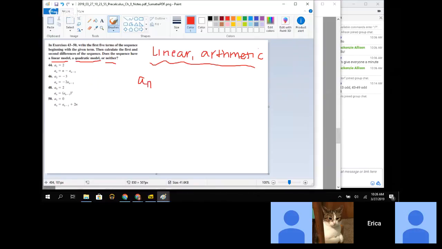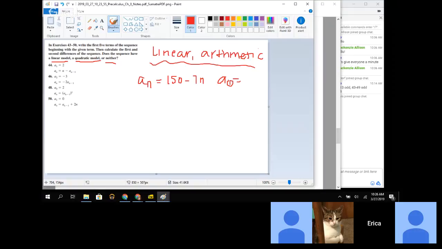A sub n equals 150 minus 7n. Okay, so if I'm following this and I want to write the first 5 terms of my sequence beginning with the given term, all right, so in this one I'm going to tell you that a sub 1 is, well, we can figure that out, whatever a sub 1 is. So we're going to start with a sub 1.